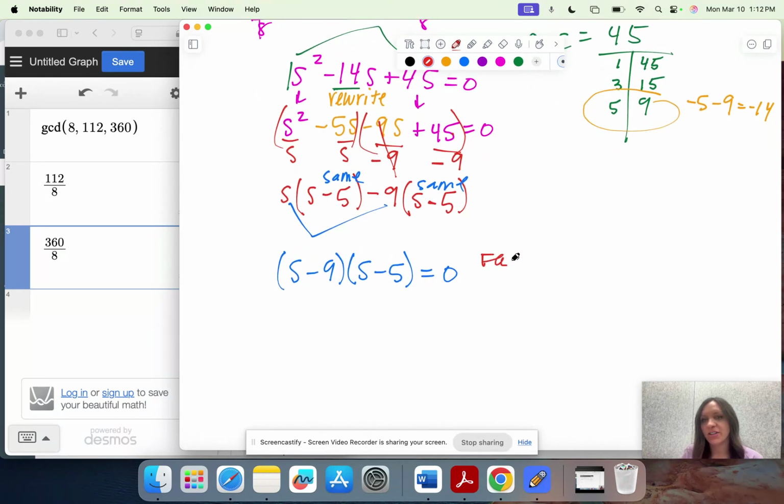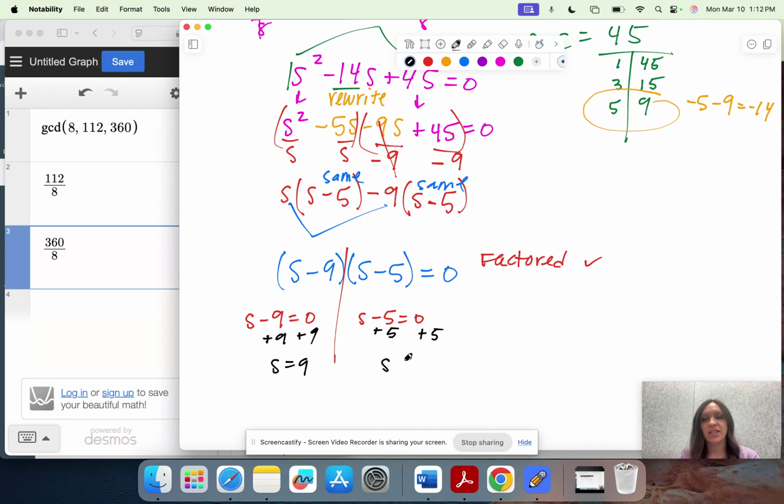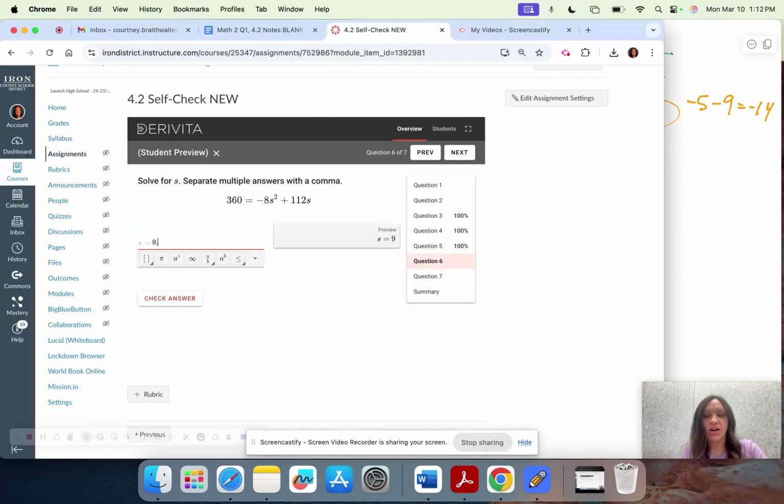Now it's factored. Now we're going to use the zero product property to solve. So we're going to set each factor equal to 0 and solve each factor. And this one's not bad because it's just one step. I'm going to add 9 on both sides to get s equals 9. And then add 5 on both sides to get s equals 5. And those are my answers. So 9, 5.